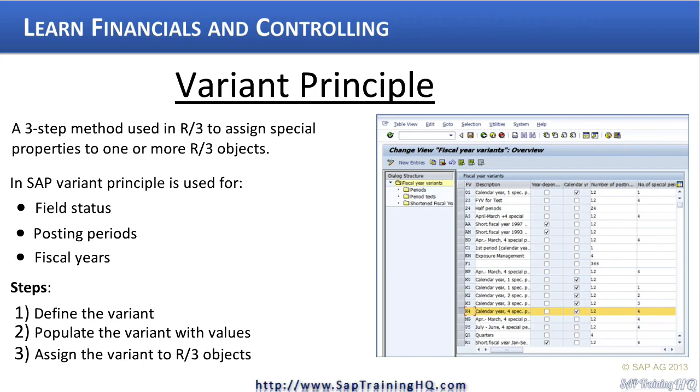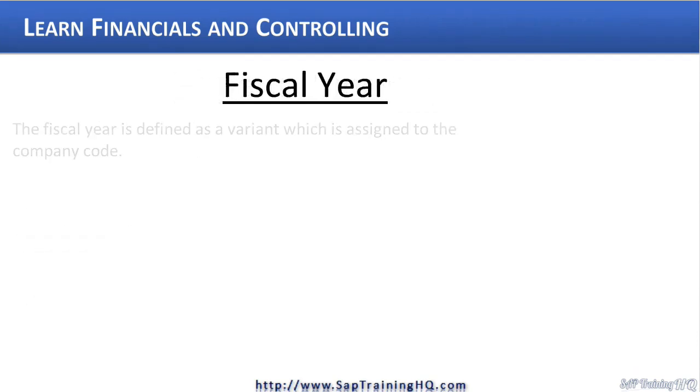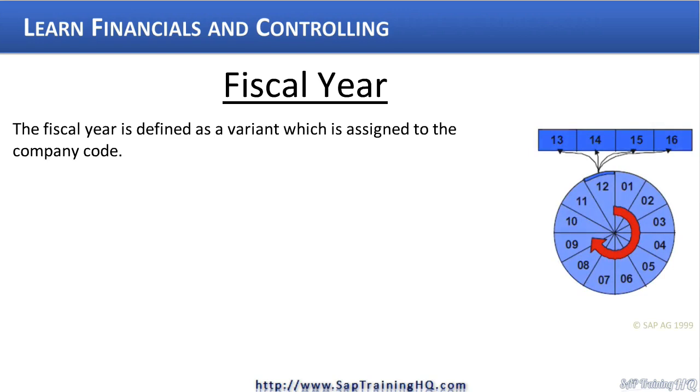Let's move on and learn a little bit more about the fiscal year. The fiscal year is defined as a variant which is assigned to the company code. The company's fiscal year corresponds to the calendar year. Accounting management requires at least 4 special periods for posting year-end closes. And the fiscal year variant contains the definition of posting periods and special periods.